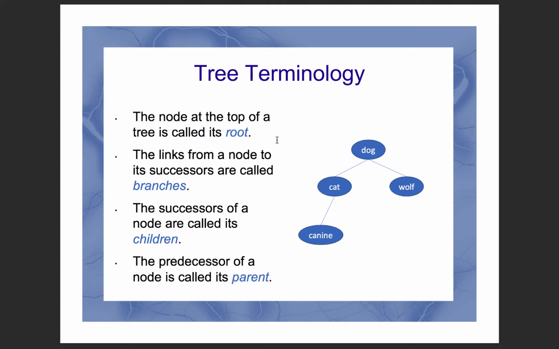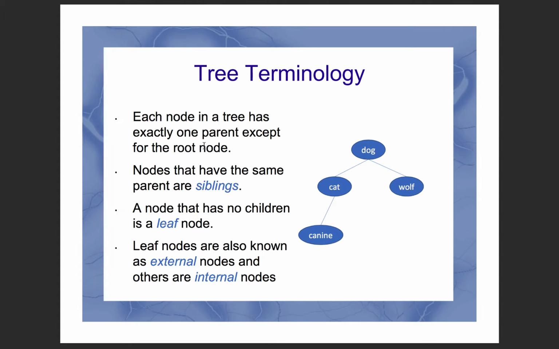So far in this slide we have seen that the top node of the tree is a root node. All the links between nodes are called branches, the node that is a successor of another node is called a child of that node, and the node that is a predecessor of one node is called the parent of that node.